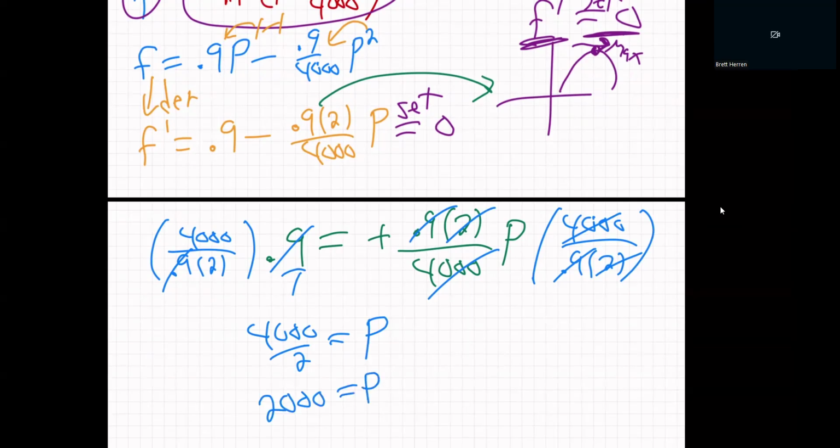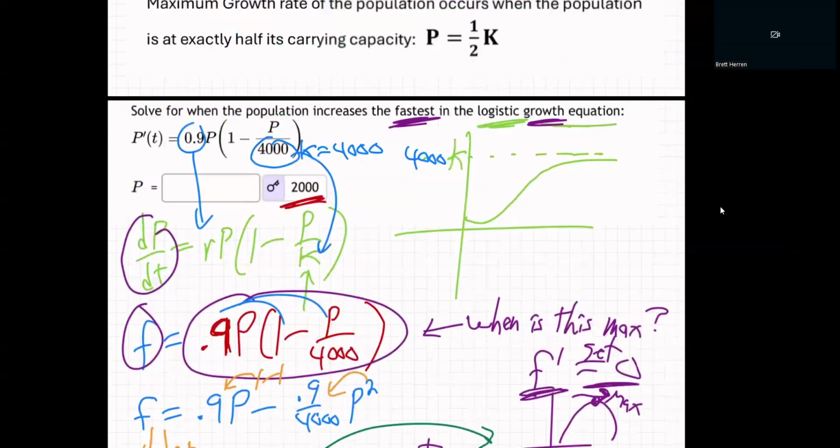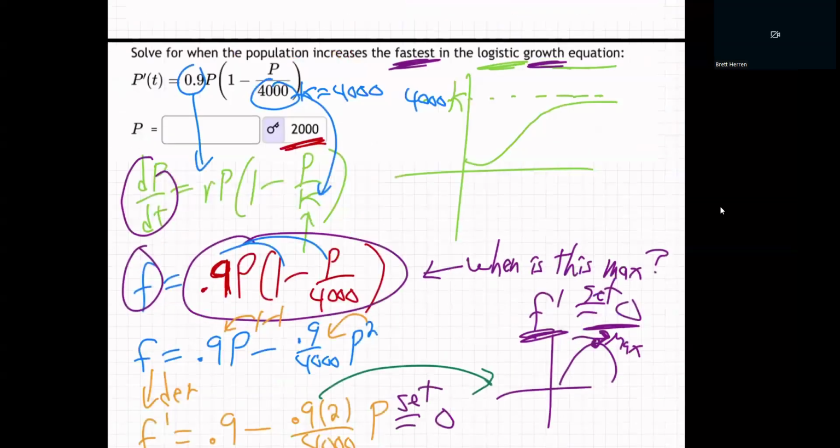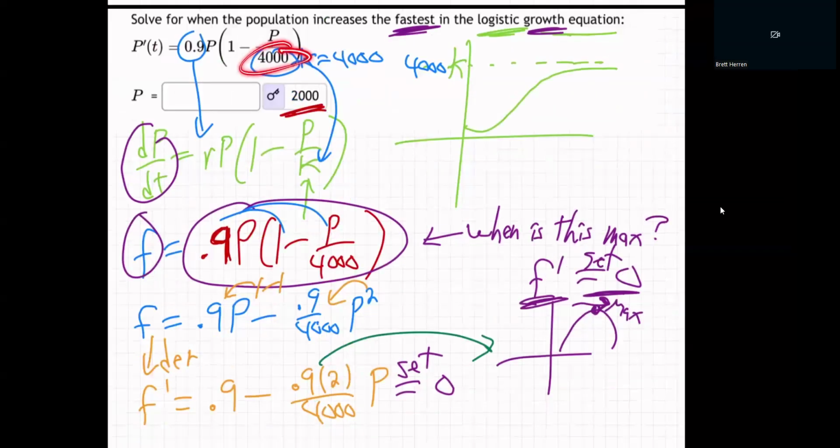That indeed it's at half the total carrying capacity, the total population the environment can handle, where the derivative is going to be equal to zero, which means maximum growth. So anyway, you don't need to do all that. You just have to have the notes: at half the carrying capacity. Carrying capacity is the number under P in the formula. 4,000, half of that, 2,000, maximum growth. And so there we go.